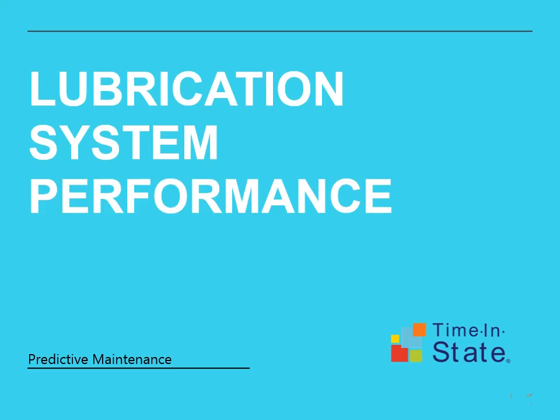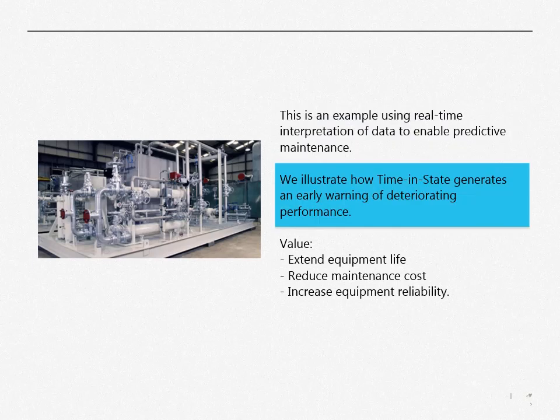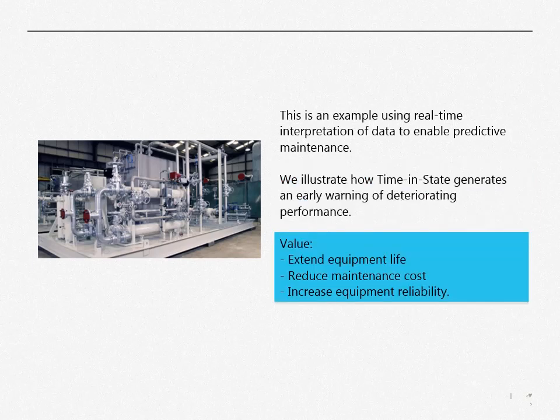Hi, and today we're looking at lubrication system performance. This is an example using real-time interpretation of data to enable predictive maintenance. We illustrate how time and state generates an early warning of deteriorating performance. The value includes extended equipment life, reduction of maintenance cost, and increased equipment reliability.